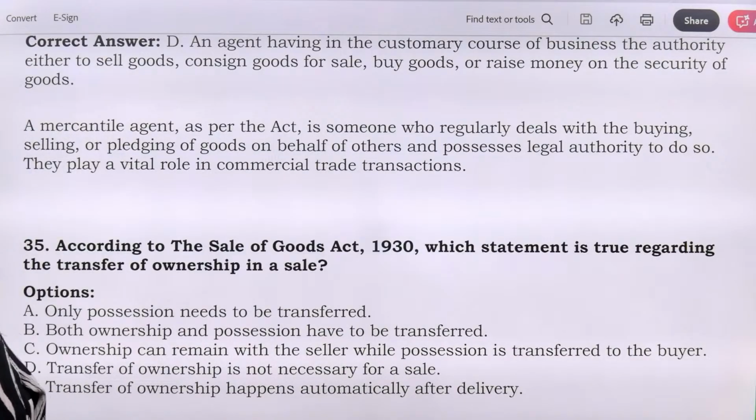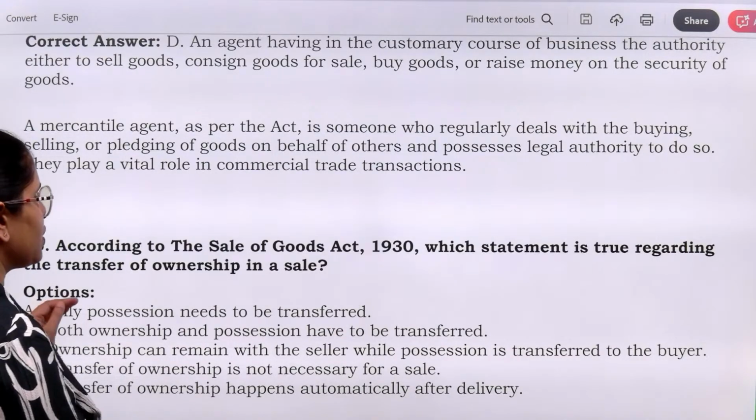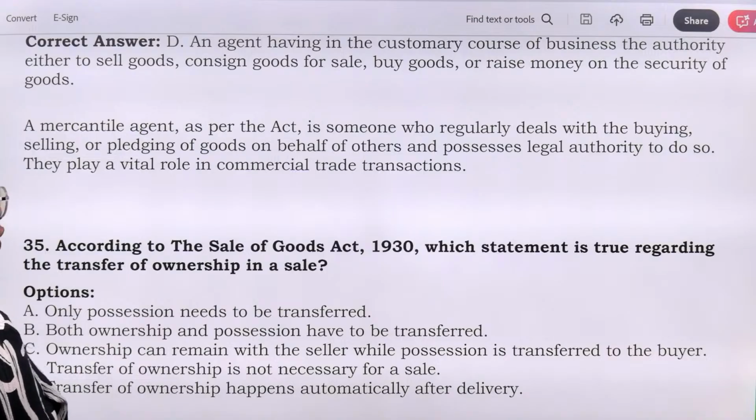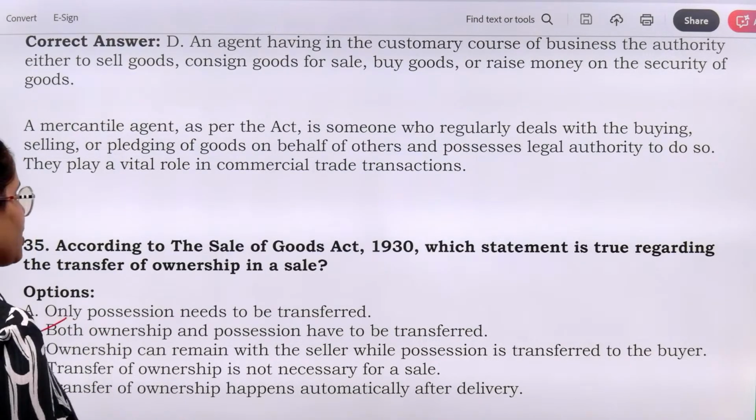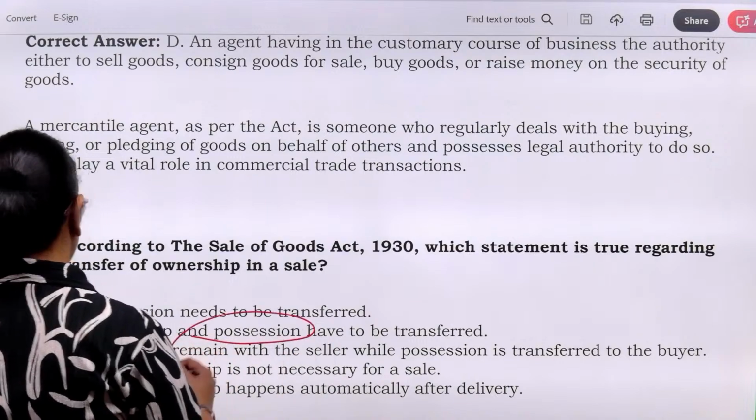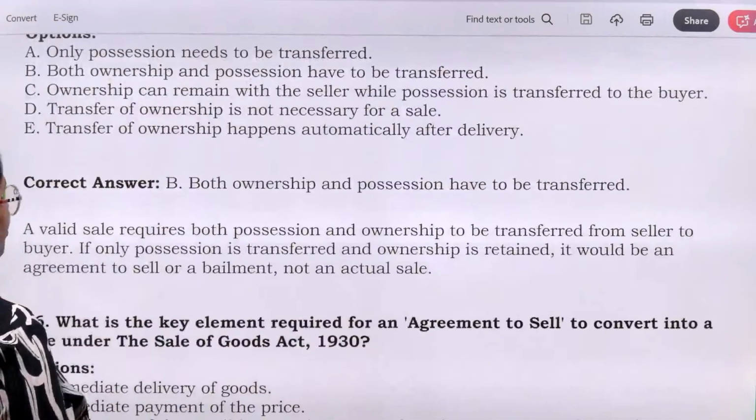As per sale of goods, which statement is true regarding the transfer of ownership in a sale? So both ownership and possession have to be transferred. You will transfer ownership, and possession also you will transfer when you are transferring the property.